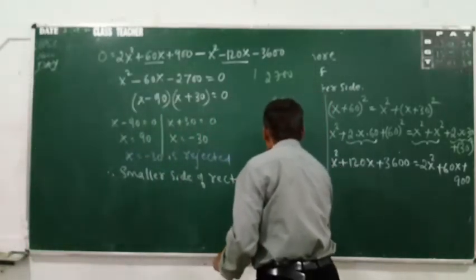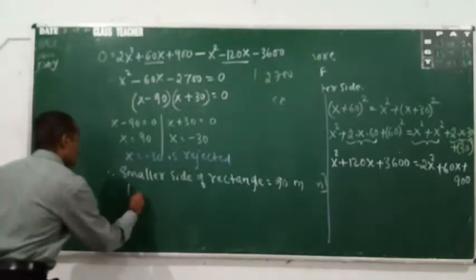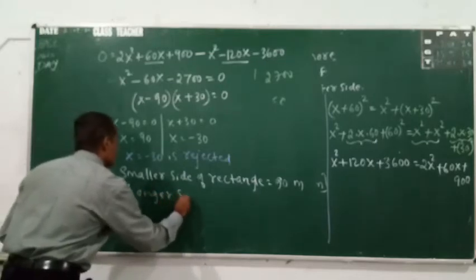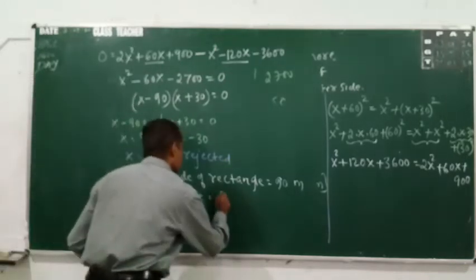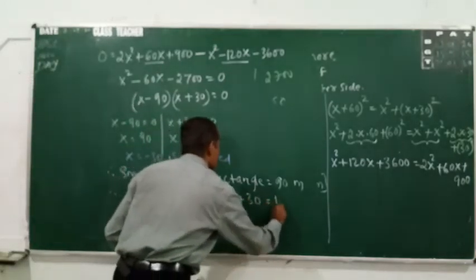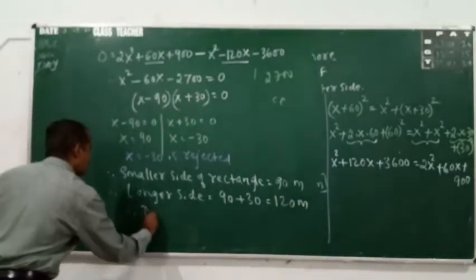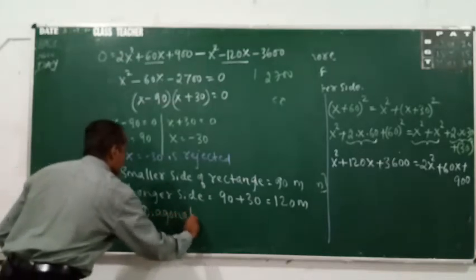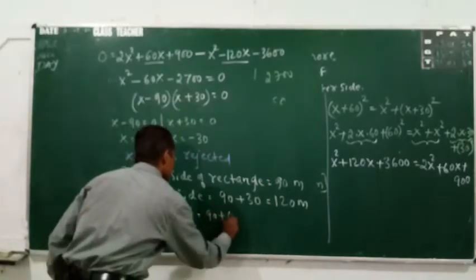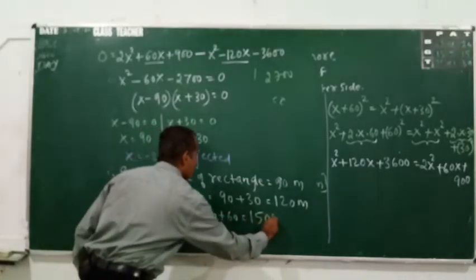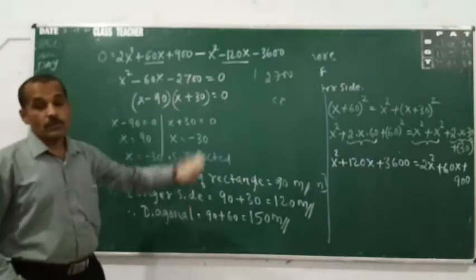It is 90 meters. So, what about the longer side? Therefore, the longer side is how much? It is 30 meters more. It is 90 plus 30 is equal to 120 meters. If you want to find the diagonal, therefore the diagonal is how much? The diagonal is 60 meters more than the smaller side. It is 90 plus 60 equals 150 meters. They are the answers of the given problem.